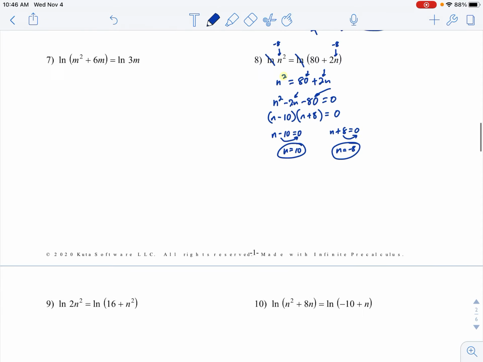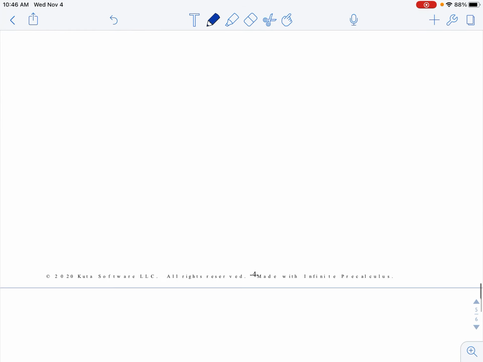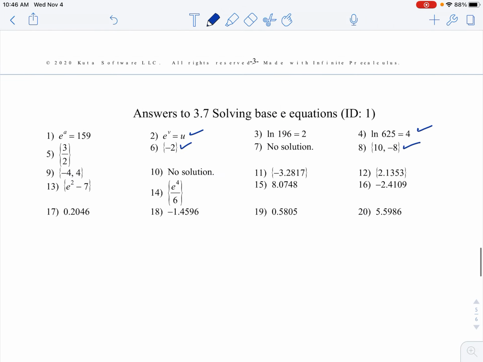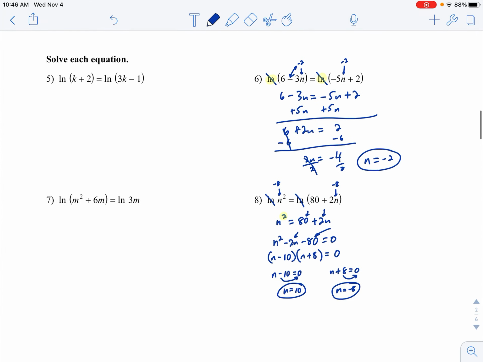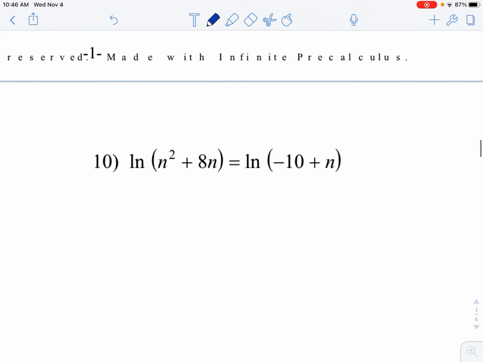We'll check number 8 just to make sure. There it is, 10 and negative 8. Again, kind of repetitive of what we already learned.